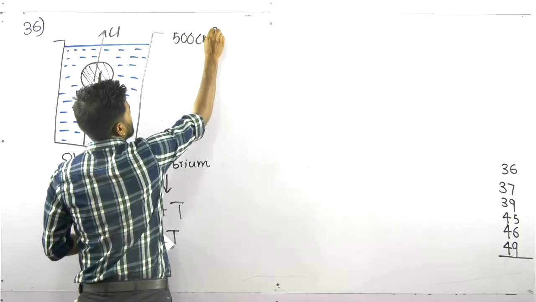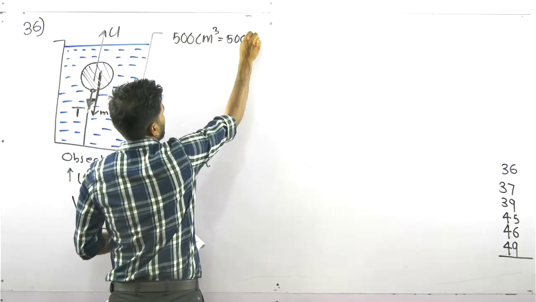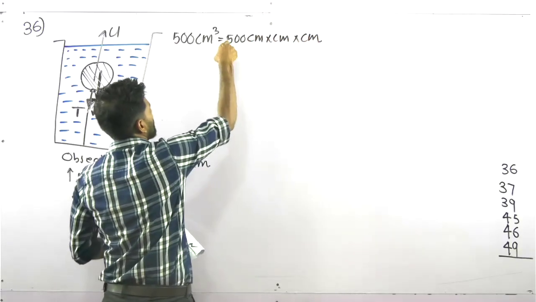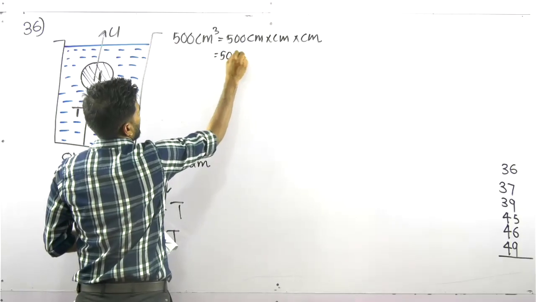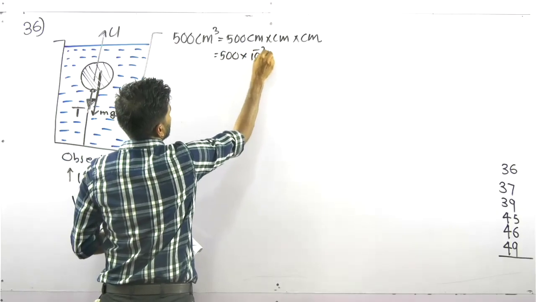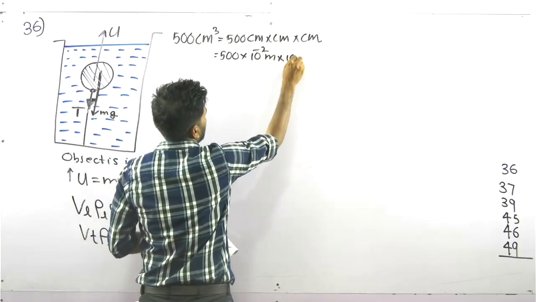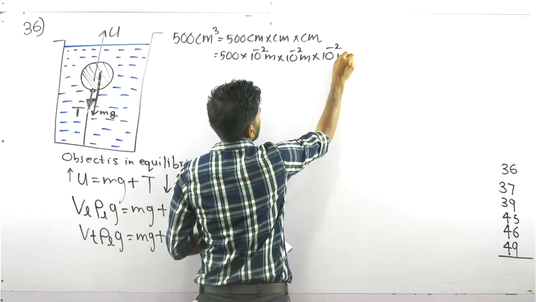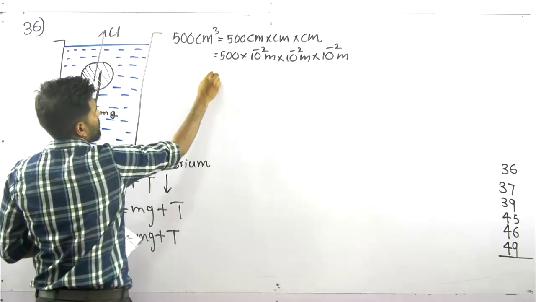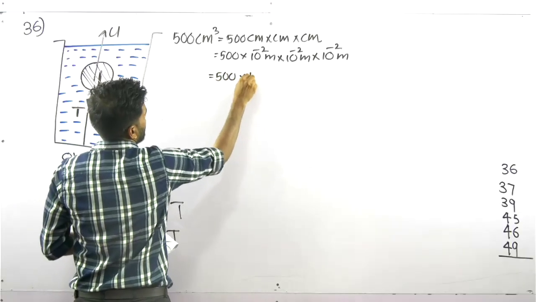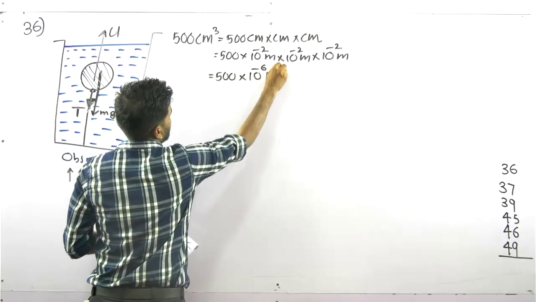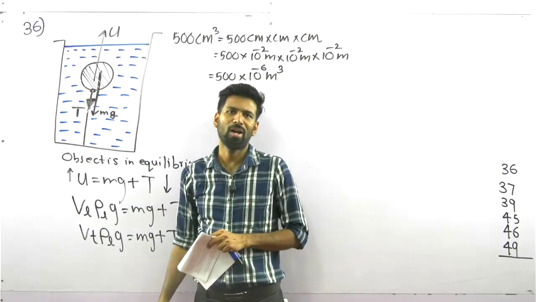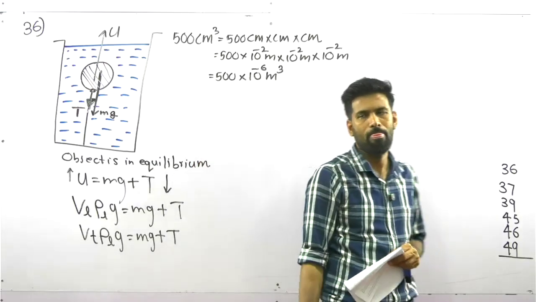500 centimeter cubes. 500 cubic centimeters. 1 centimeter is 10 to the power minus 2 meters. So 500 into 10 to the power minus 6 meter cubes. Why? Because 1 centimeter is 10 to the power minus 2 meters.